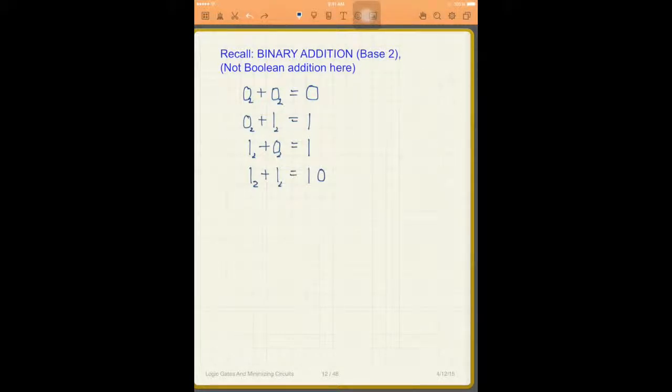So we had the sum of 0, but then we had to carry 1 to the next place, which is 2 to the first, because we know we should be getting back the value of 2 there, 2 to the first. So again, this is just 0, 2 to the 0 power. This is 1, 2 to the 0 power. This is 1, 2 to the 0 power. But now I have 0, 2 to the 0 power, but I also add to that 2 to the first power. So that's my binary addition.